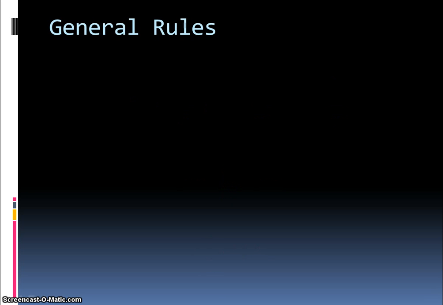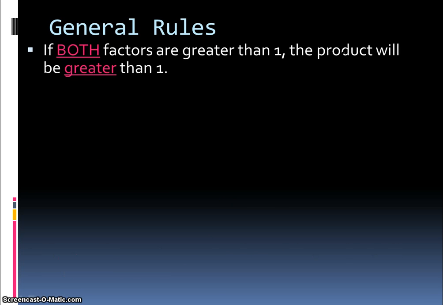Now that was a lot of information. Let's look at some general rules for scaling. First, if both factors are greater than 1, you know that the product will be greater than 1. Here's an example to show that. 1 and 1/2 times 2 and 2/3 equals 24/6, which simplifies to 4. The number 4 is greater than 1 and 1/2, and 4 is also greater than 2 and 2/3.